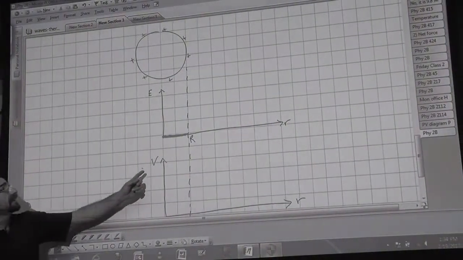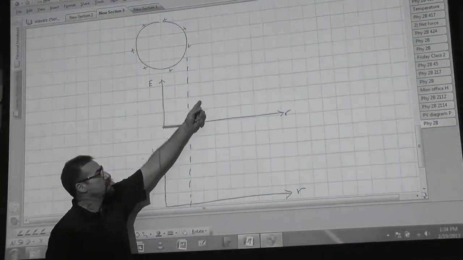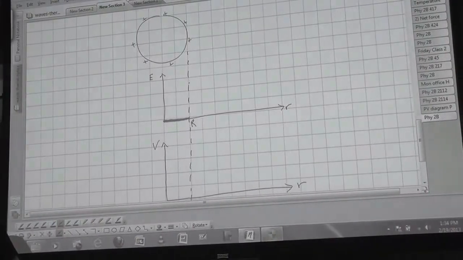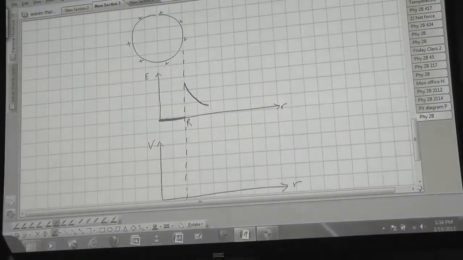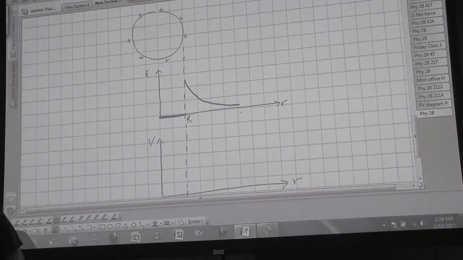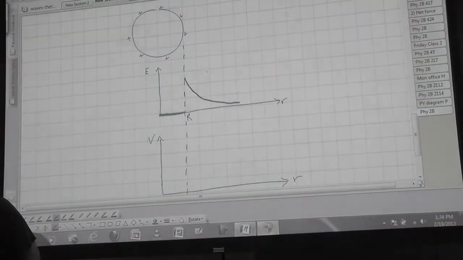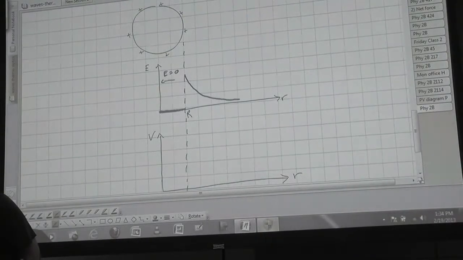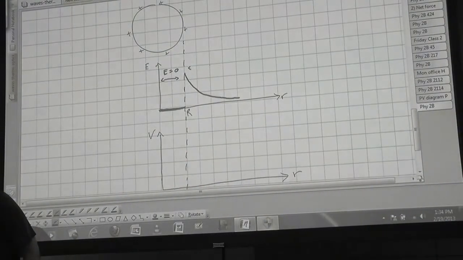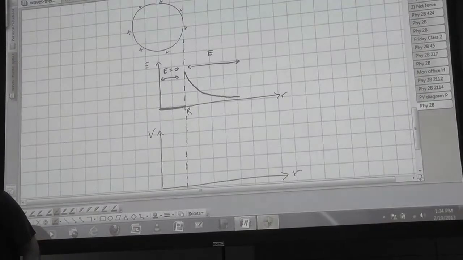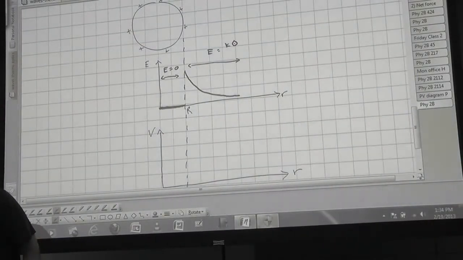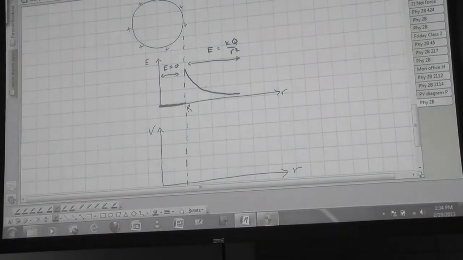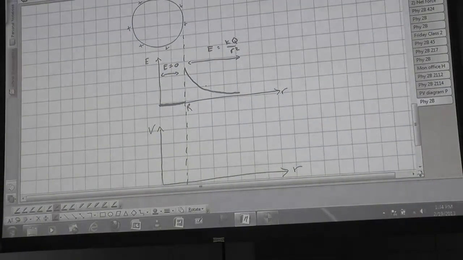Okay. Then it jumps up and drops off as 1 over r squared, right? So in this region, E is 0. And out here, KQ over r squared, right? Drops off as 1 over r squared. Okay? Does that give you a little bit more visual?